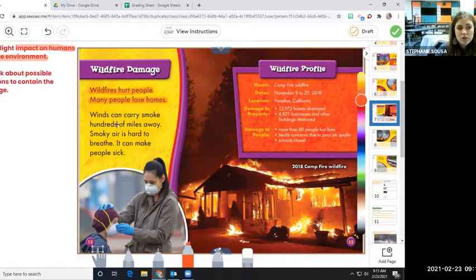Winds carry smoke hundreds of miles away. Smoky air is hard to breathe. It can make people sick. So breathing is something that humans need to do. And if wildfires cause smoke, that is an impact on our condition of being able to breathe. Being sick is also an impact on us.